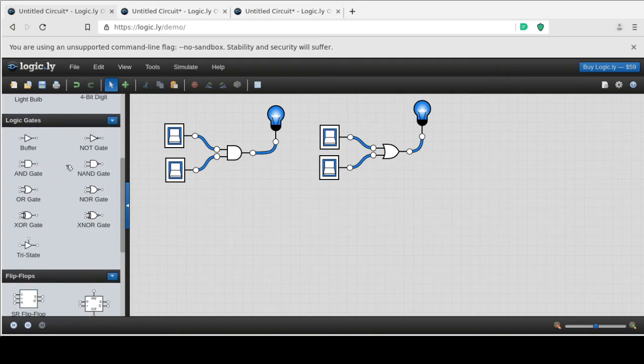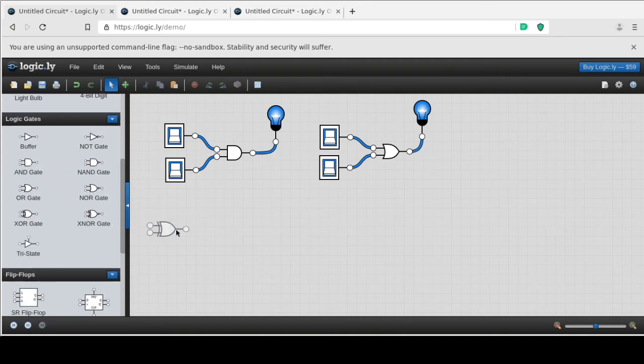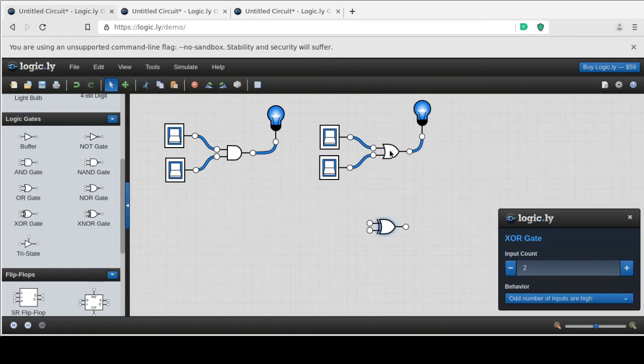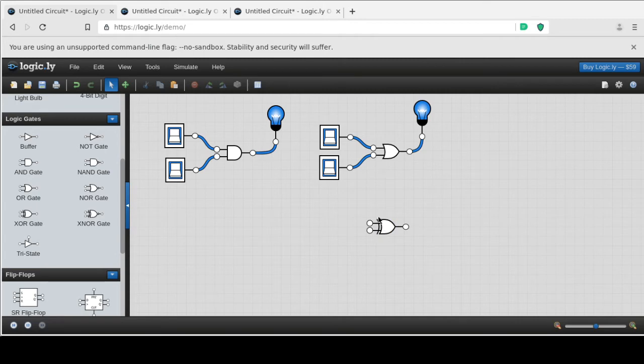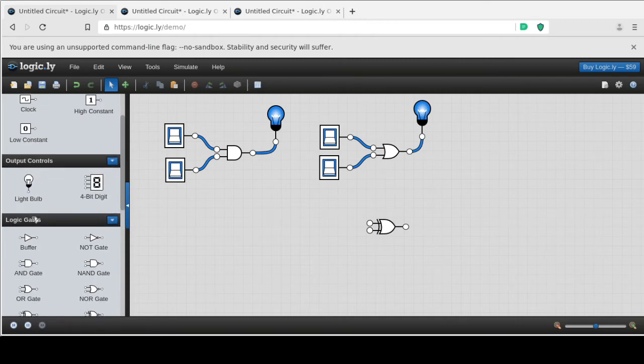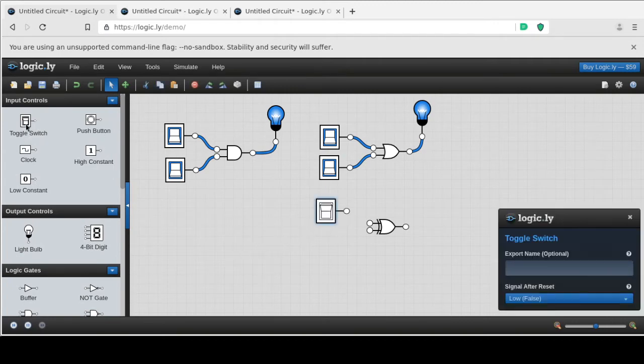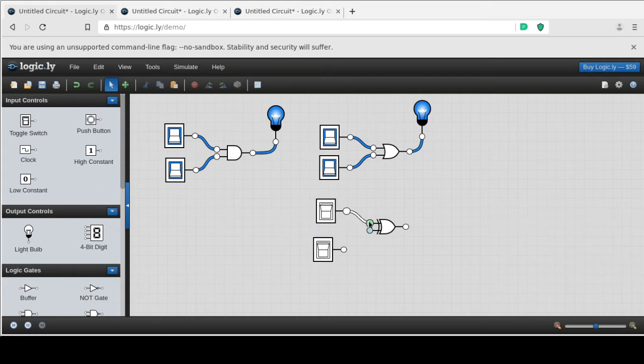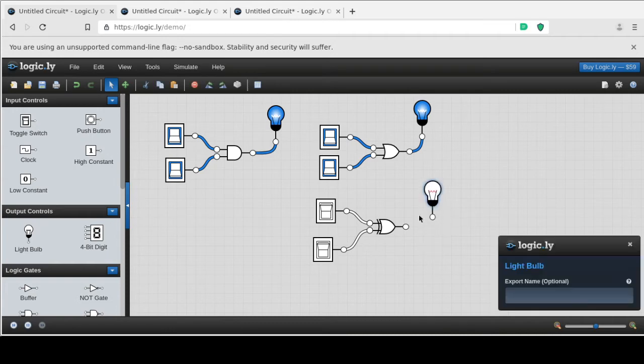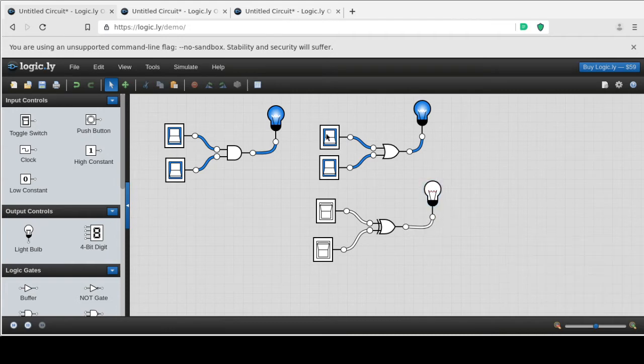Let's now demonstrate exclusive OR logic. So this is the exclusive OR. Here, I'll put it under the OR. You can see that they look the same, but the exclusive OR has that extra little fin there. Let's demonstrate how it works. Attach that, and then we need a light bulb there. We can actually compare the OR and the exclusive OR.